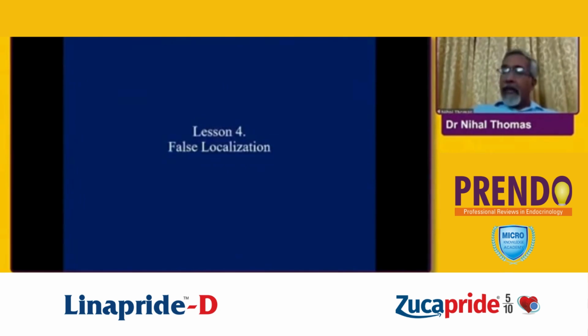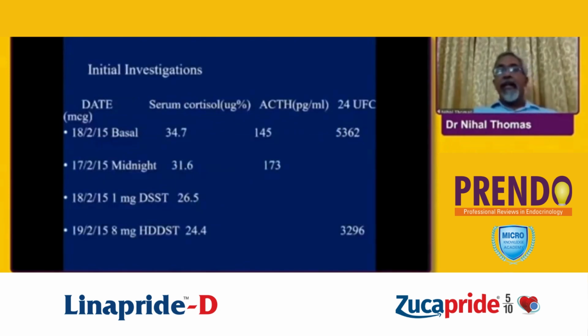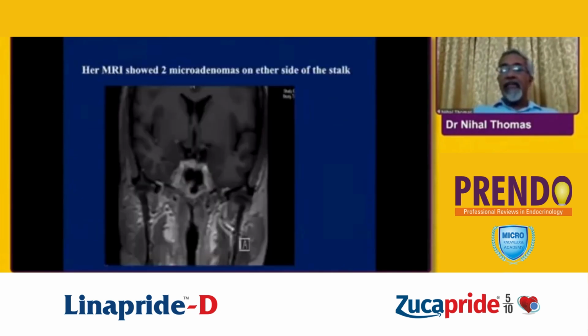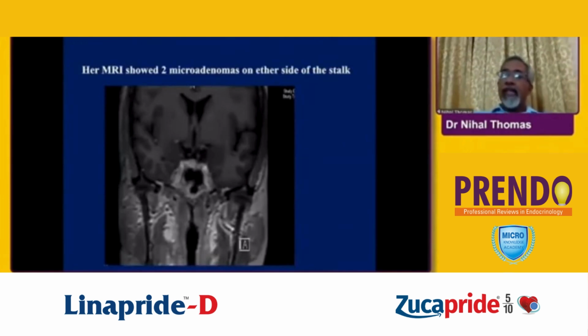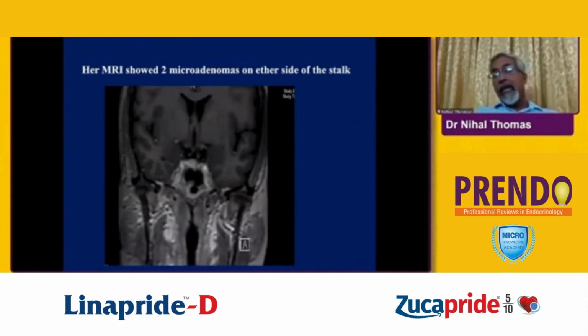The next lesson I'm going to talk to you about is about false localization. Here is a patient once again with features of Cushing's: acne, generalized swelling, diabetes and hypertension, and biochemistry once again, which is pretty classical. High UFC, extremely high UFC levels, which are reminiscent of ectopic ACTH, and high ACTH levels as well. Now, this patient had actually had an MRI outside, which was actually the red herring.